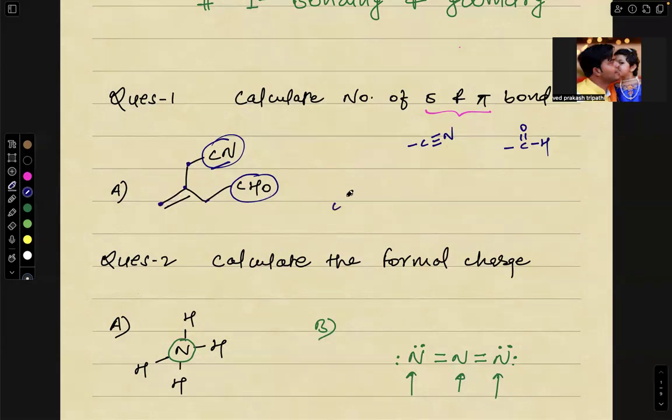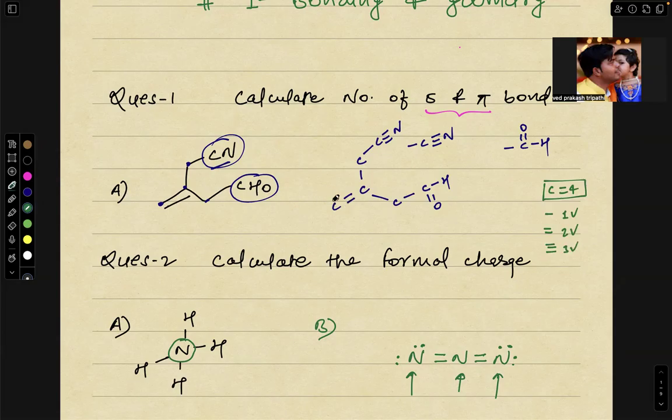So look at this bonding pattern: carbon double bond carbon, carbon, C triple bond N, carbon and CHO. So carbon valency is 4. It means carbon can form a maximum of 4 bonds. Whenever there is a single bond, it means 1 valency, double bond 2 valency, triple bond 3 valency. So look at this carbon, it has a double bond, which means 2 valency. To make this 4, we can add 2 more hydrogens.